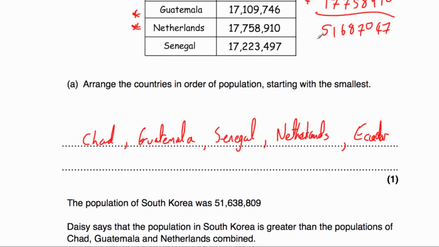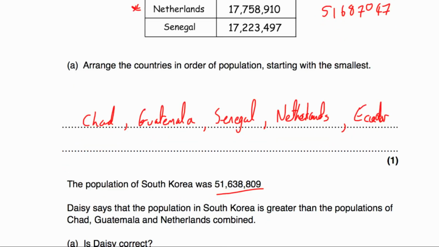So if we compare these numbers, we've got 51 million. Yeah, they both have 51 million. They both have 600,000. Now, our combined population then says 87,000, where this is 38,000. So that actually means that the population of Chad, Guatemala, and Netherlands combined is actually greater than the population of South Korea, because this number is greater than that number. So that means that Daisy's wrong.